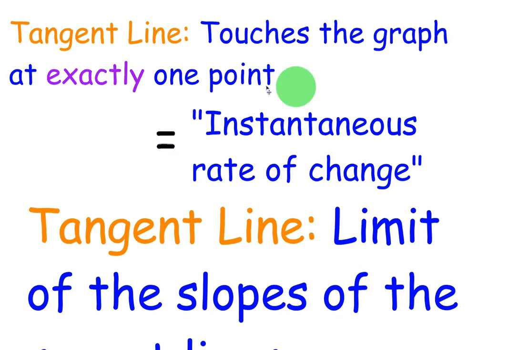The tangent line touches the graph at exactly 1 point. So that's what I tell my students a tangent line is. Now let's take a look closely and see what that looks like.